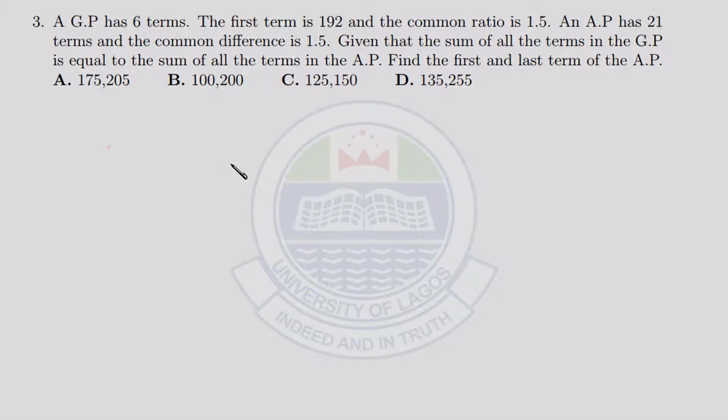In this question, we said a geometric progression has 6 terms. The first term is 192 and the common ratio is 1.5. An arithmetic progression has 21 terms and the common difference is 1.5. Given that the sum of all the terms in the geometric progression is equal to the sum of all the terms in the arithmetic progression, the question says we should find the first term and the last term of the arithmetic progression.